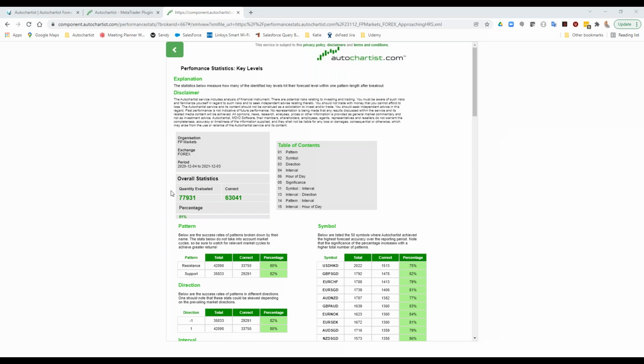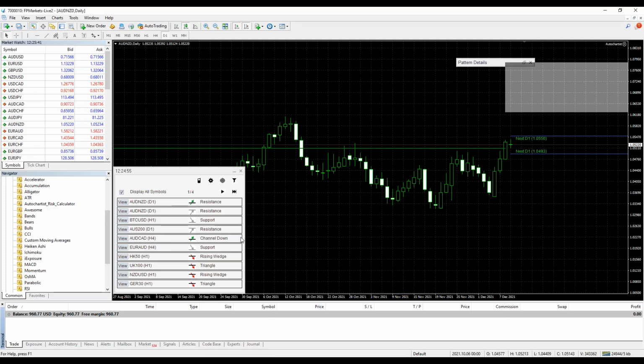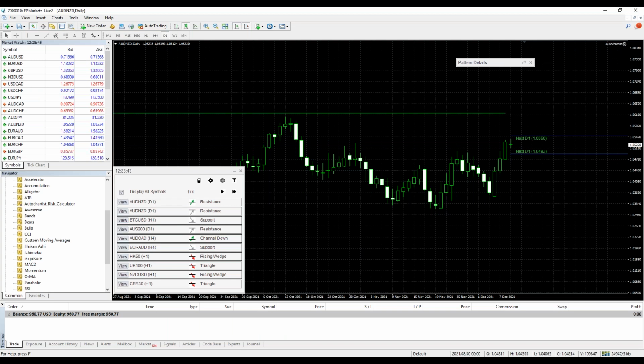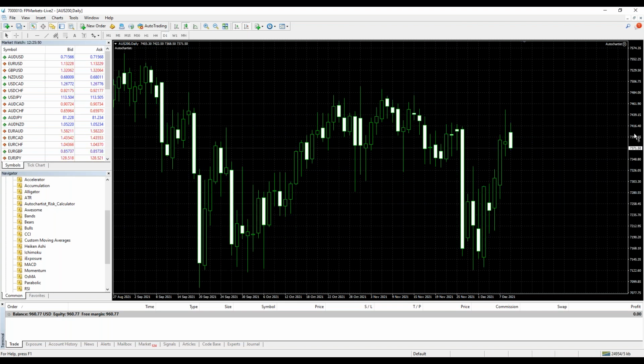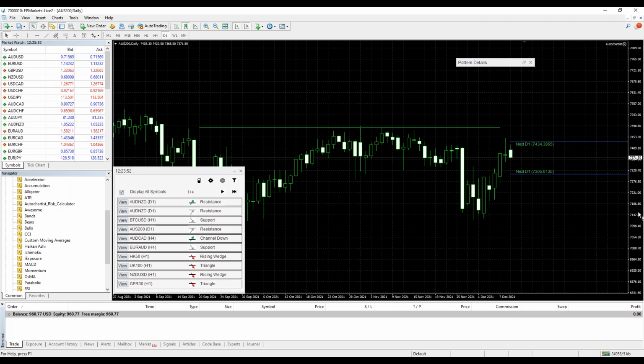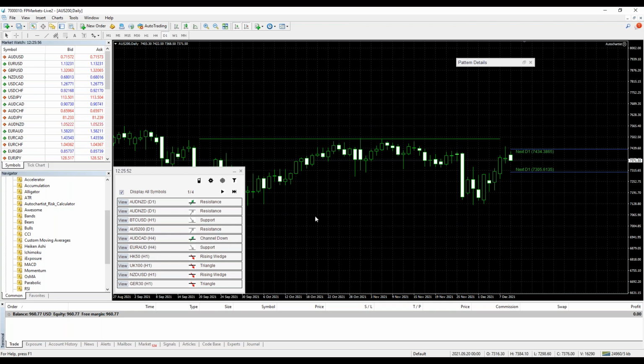So approaching key levels are an interesting beast in that I think these stats are a little skewed. They're correct mathematically and statistically, but they're a little skewed, and let me explain why. A lot of the time, these approaching key levels are very close to the current price. Let's look at Aussie 200. Okay, so this is an opportunity on the Aussie 200 to go up to this level here. Now, notice how close this forecast is in relation to the current price, right?